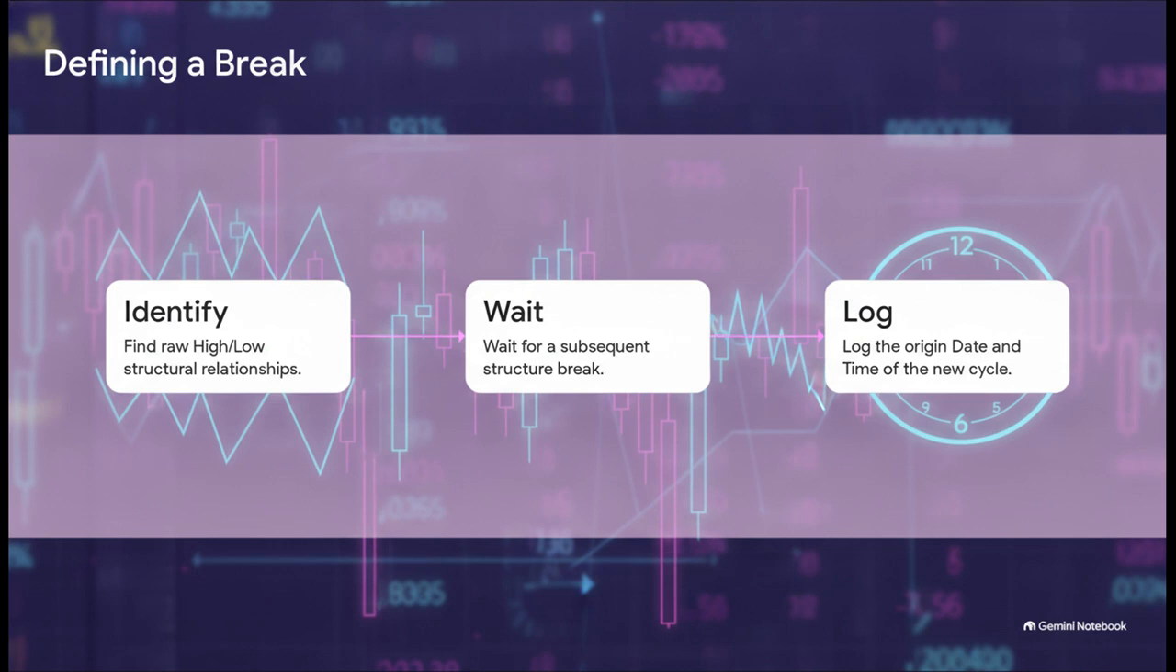Step 1, identify the raw high and low structural relationships, say tracking new higher highs in an upward cycle. Step 2, wait for a structural break to the opposite side, like a lower low forming, which officially ends the previous cycle. And finally, Step 3, the most important part. Log the exact origin date and time of that newly started cycle. That timestamp right there becomes your deterministic ledger entry.